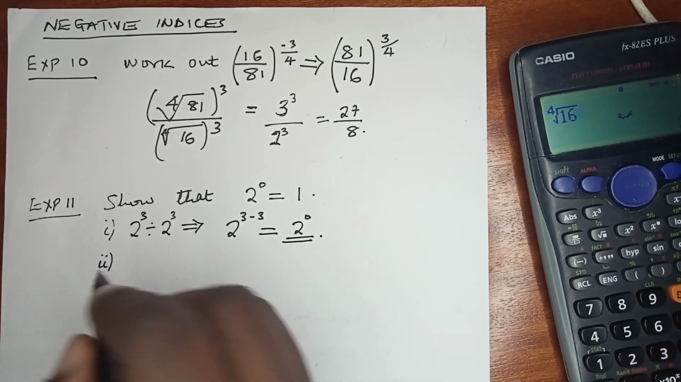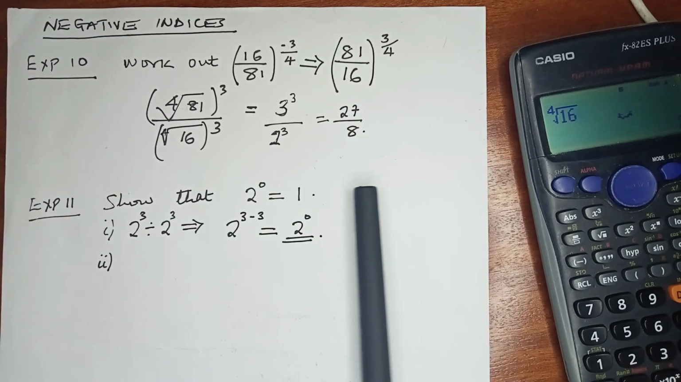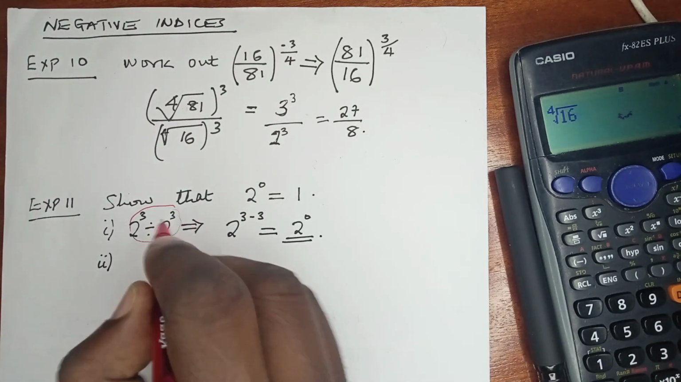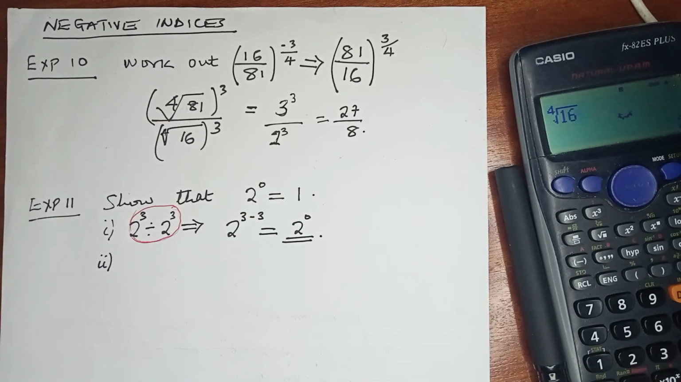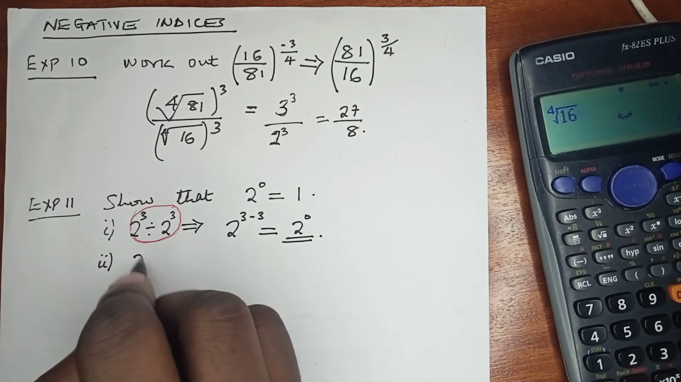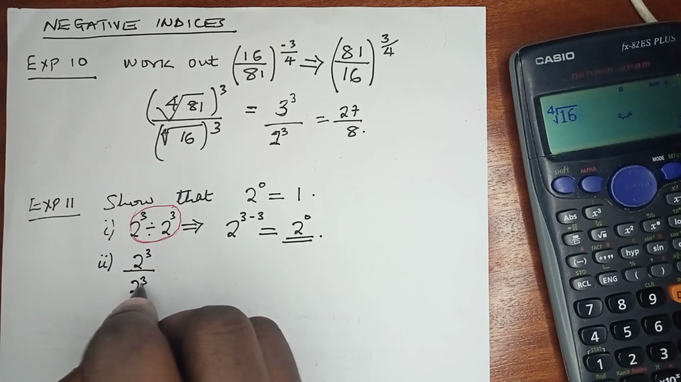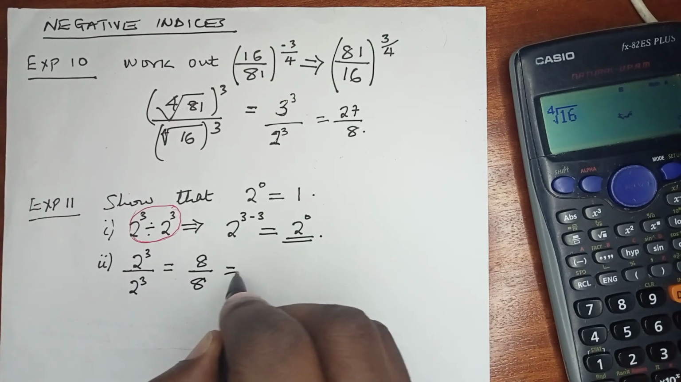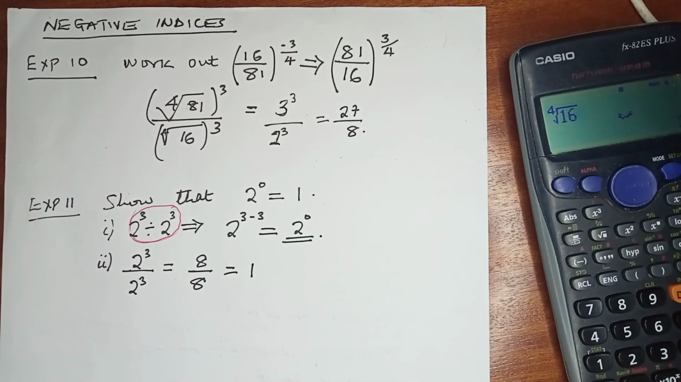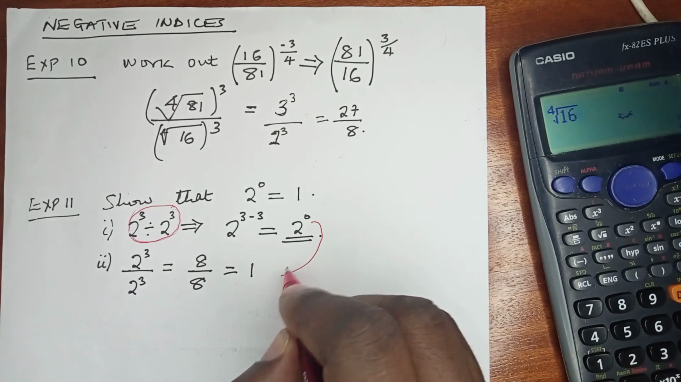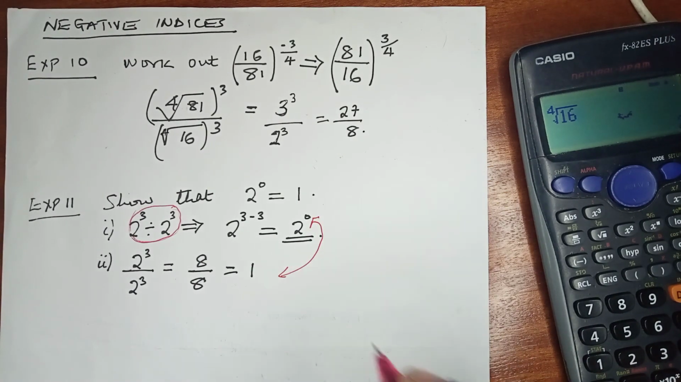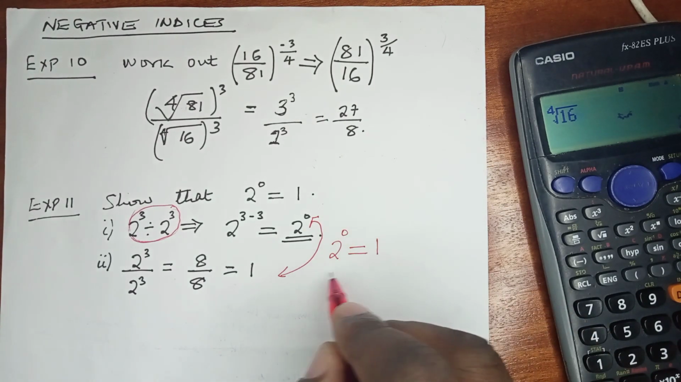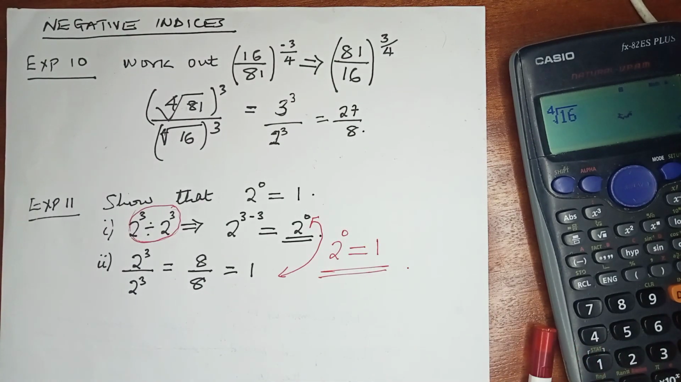And the second approach, if we take this part alone and have 2 cubed all over 2 cubed, this is of course 8 over 8, which is 1. You can now see that 2 raised to power 0 is equal to 1, and it shows that. So by all means, 2 raised to power 0 is equal to 1. And that is what we were to show in that example.